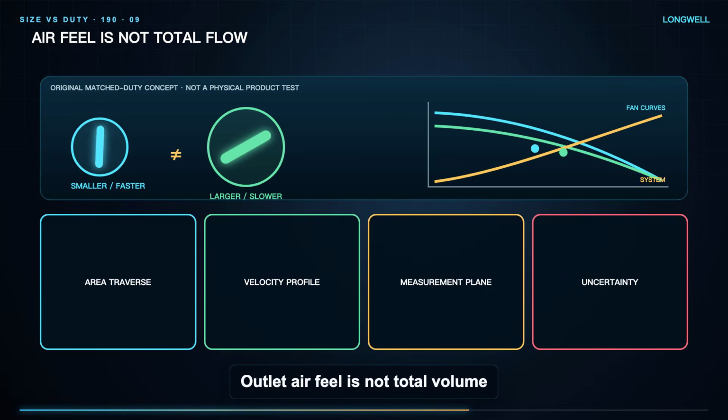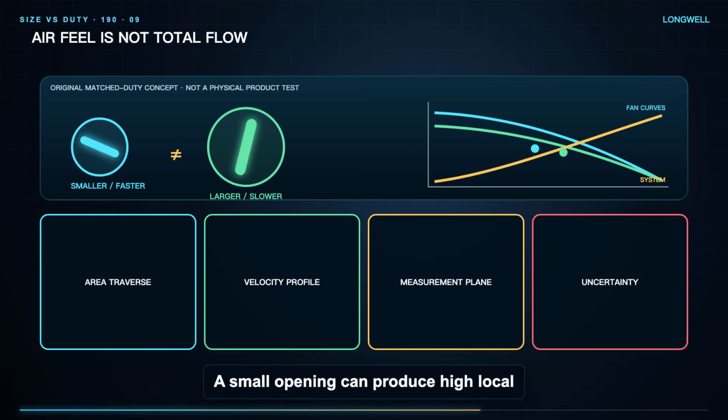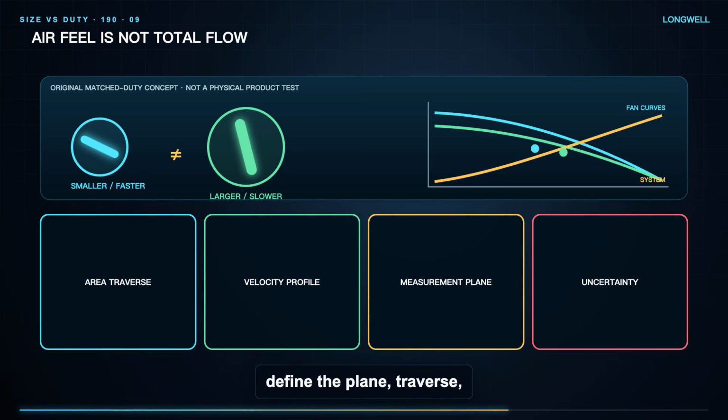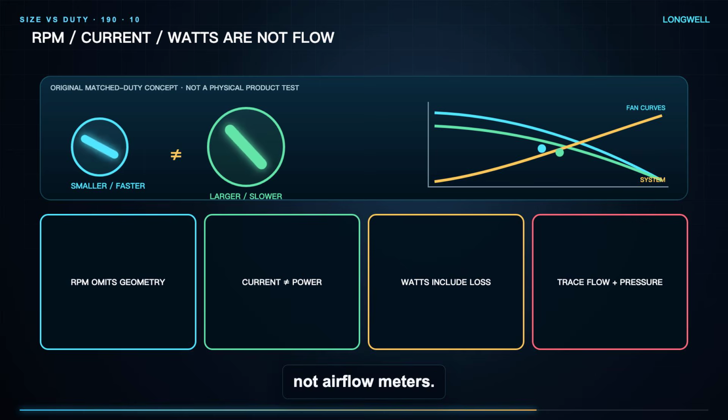Outlet airflow is not total volume flow. A small opening can produce high local velocity while moving less total air, and a large opening can feel gentle while carrying more. One anemometer reading cannot represent the area; define the plane, traverse, profile, density correction, steady state, and uncertainty. RPM, current, watts, and motor size are supporting measurements, not airflow meters.